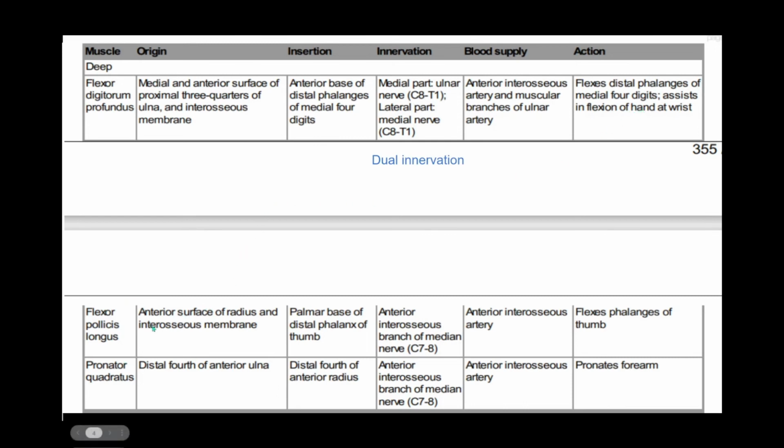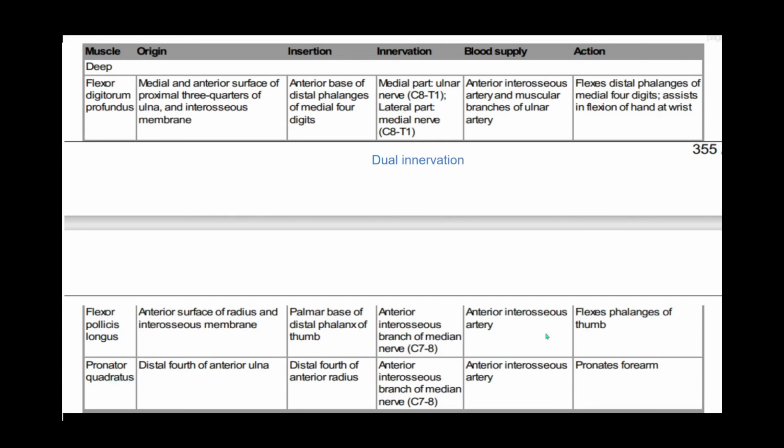Let's look at the theory of the flexor pollicis longus. It comes from the anterior surface of the radius and the adjacent interosseous membrane. It inserts into the palmar base, or the anterior base, of the distal phalanx of the thumb. It's innervated by the anterior interosseous branch of the median nerve. So someone can say, well, innervated by the median nerve, but it is innervated by the anterior interosseous branch of the median nerve, and it flexes the phalanges of the thumb.